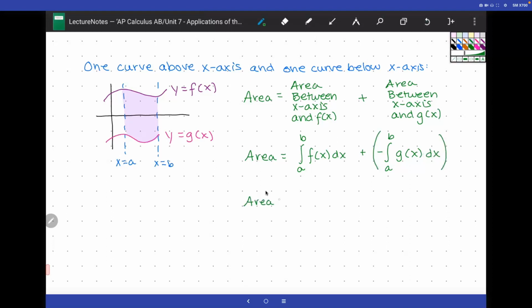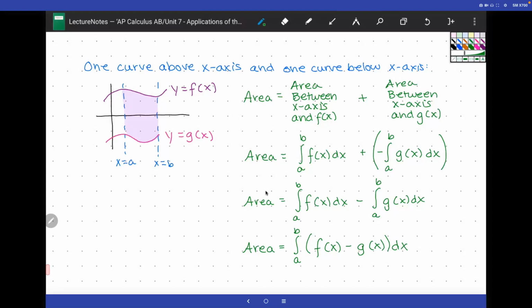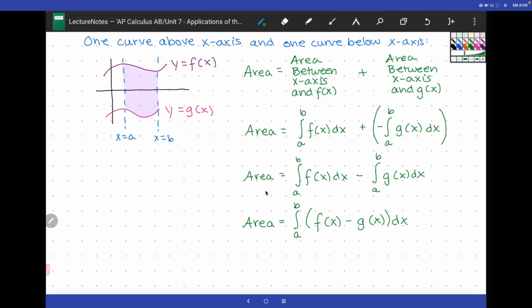So it's going to be the integral of f of x dx from a to b minus the integral of g of x dx from a to b. And we still have the same limits of integration, so I can combine this into one integral and just say that the area is the integral from a to b of f of x minus g of x dx. So any questions how I got there?